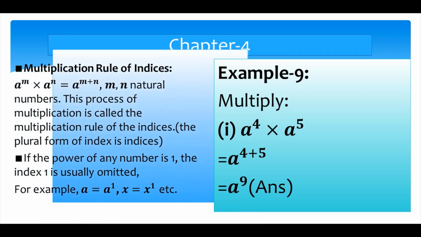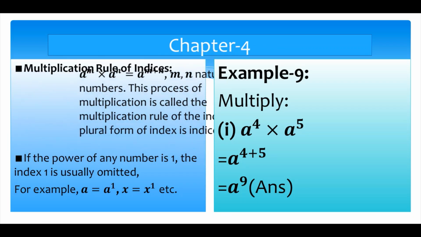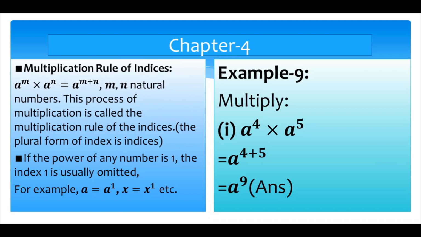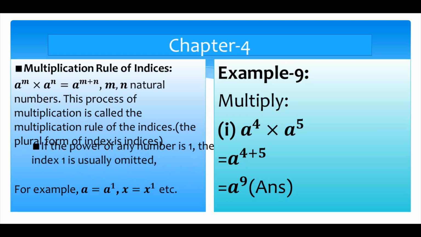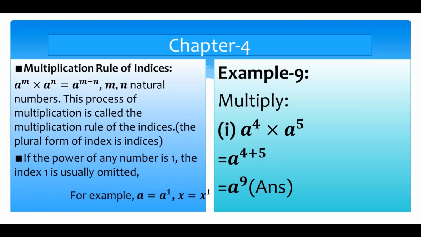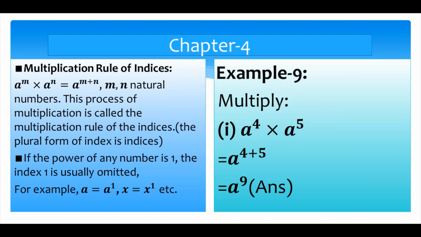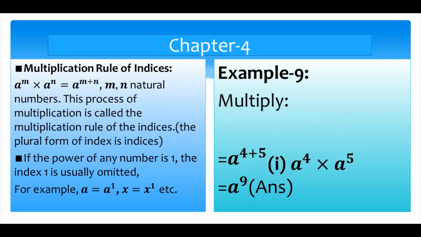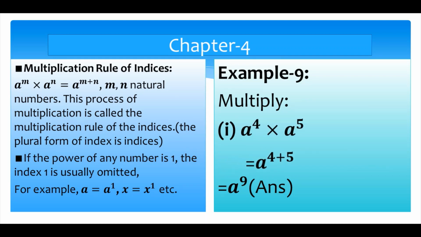Let's see again. The multiplication rule of indices, that is the formula a to the power m multiplied by a to the power n equals a to the power m plus n. This is a very important formula for you. If the power of any number is 1, the index 1 is usually omitted. Example number 9: we have to multiply a to the power 4 by a to the power 5, and if we apply the multiplication rule of indices, we get a to the power 4 plus 5, which is a to the power 9, our desired answer.